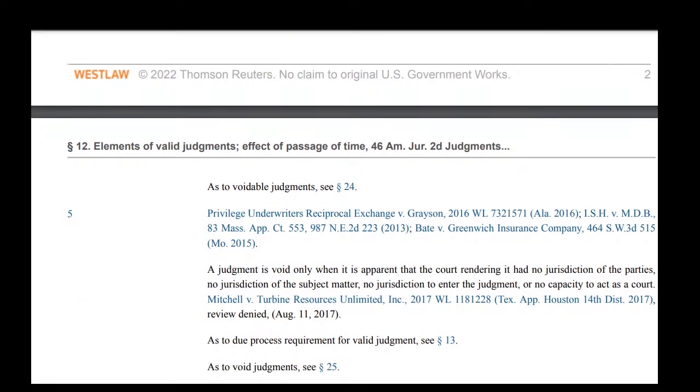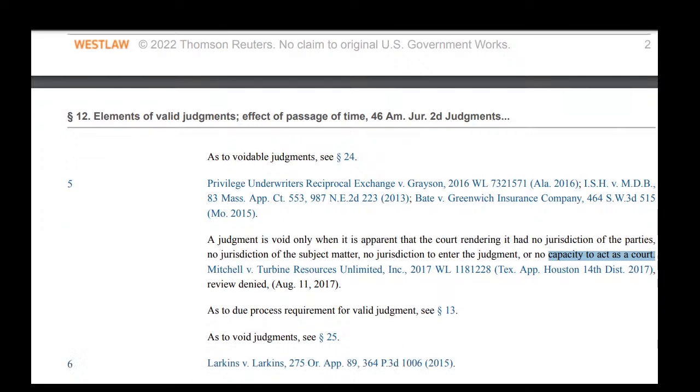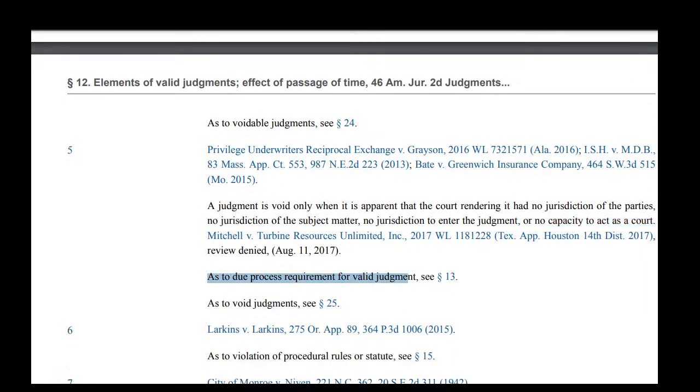Voidable judgments. See, a judgment is void only when it is apparent that the court rendering it had no jurisdiction of the parties, no jurisdiction of the subject matter, no jurisdiction to enter the judgment, or it could be any of these things, or no capacity to act as a court. That's 2017. As the due process requirement for valid judgment, we're going to get to that soon.